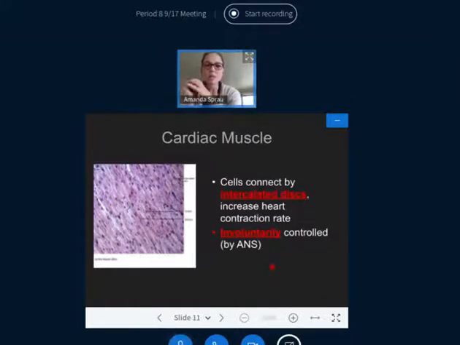One of the characteristics that you guys need to know for muscle is if it's controlled voluntary or involuntary. Cardiac muscle is an example of involuntary. It's controlled by our autonomic nervous system, meaning we don't have to think about it for it to contract. It's automatically going to do what it needs to do based on what we're doing, right? Like if you start exercising, your heart rate's going to pump faster because your body needs more blood delivery. We don't want to have to tell our heart to pump faster. We just want it to automatically happen.